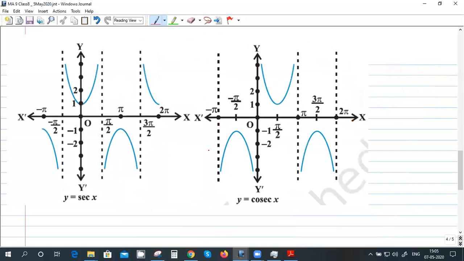Fine. So these two you figure out. If you're not able to figure out, I'll tell you next time. Secant you can think of as 1 by cos, so it is r by x, r by x1. From that you can get the idea how it is varying. Similarly, cosecant is 1 by sine.